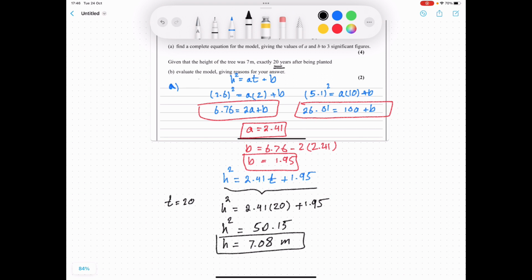It says evaluate the model giving reason for your answer. So the model seems to be accurate. As you can see, 7 and 7.08 are pretty close to each other. Therefore, we can say the model is accurate.